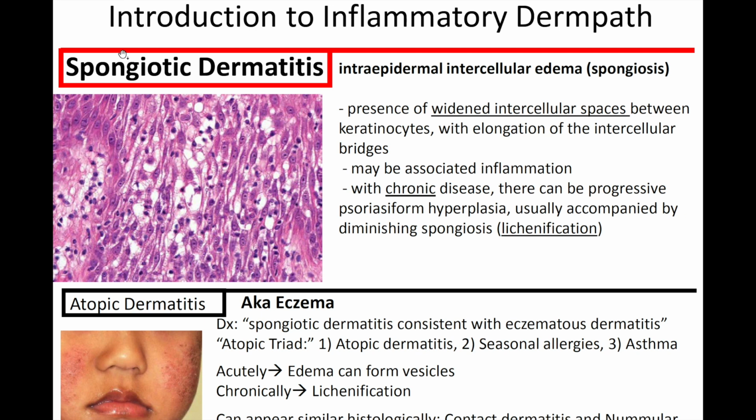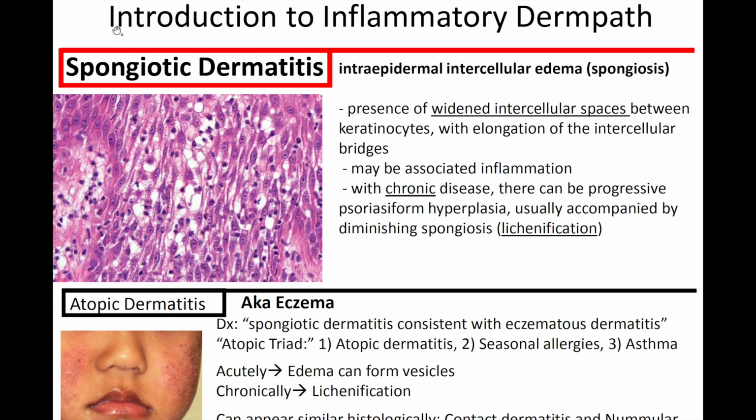I haven't seen a lot of derm specimens because we do have so many dermatopathologists at my institution. On SurgePath, I don't get to see as much skin, but we do get to rotate through with derm, and I'm going to see a lot of derm specimens over the next month. So wanted to do this quick video on the introduction to inflammatory dermpath.